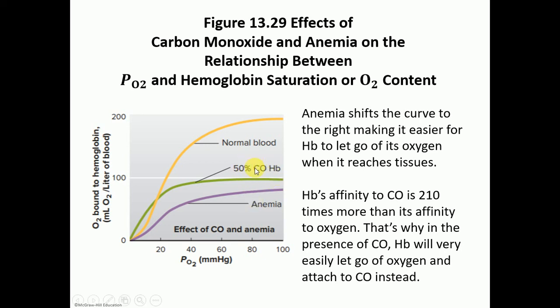In the presence of carbon monoxide, so in carbon monoxide poisoning, it is easier for hemoglobin to let go of oxygen, but the thing is that it is going to attach instead to carbon monoxide, and hemoglobin's affinity to carbon monoxide is about 210 times more than its affinity to oxygen. So hemoglobin is going to attach to carbon monoxide and not let go of it. Now oxygen doesn't have any available spots to attach to hemoglobin, and that is what leads to hypoxia and explains carbon monoxide poisoning.